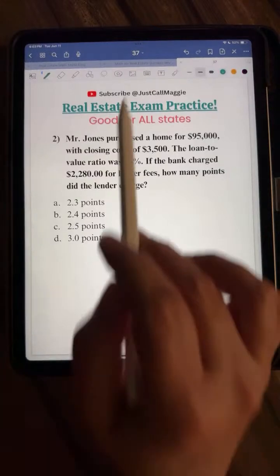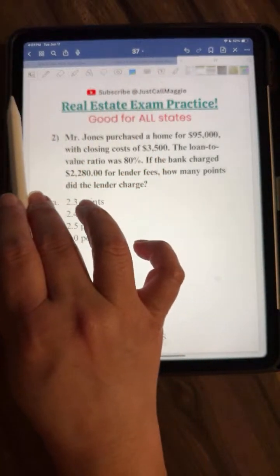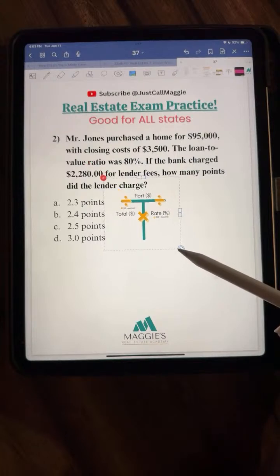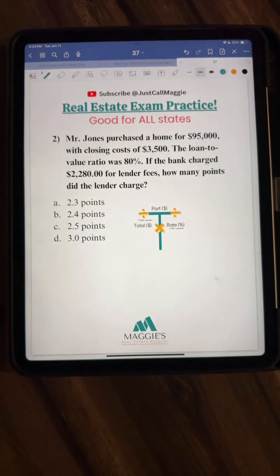All right, so let's take out the T-chart because we are working with points. Although we could use the other chart, we're kind of having to work backwards here, okay? So remember, the first thing is that when we are working with points, we have to find the loan amount.